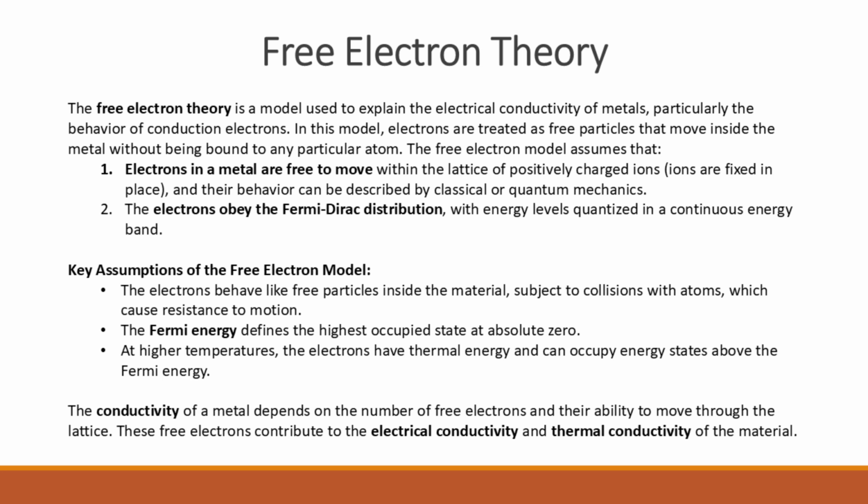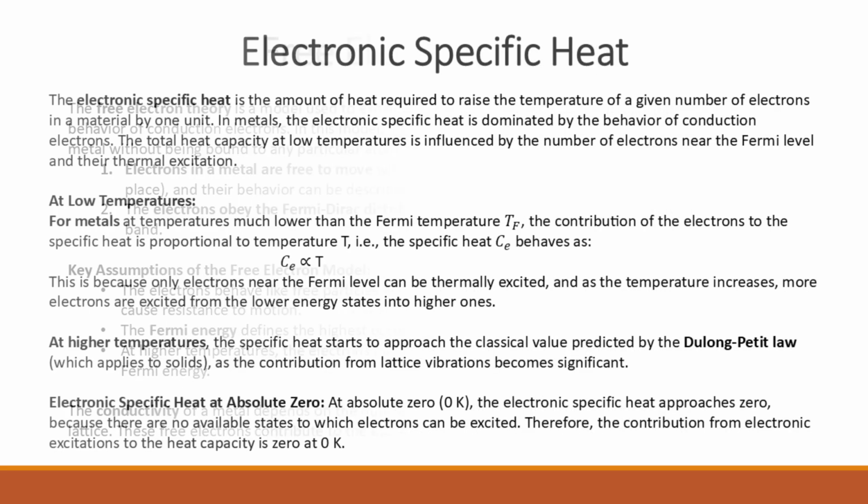In the free electron model, electrons move within a crystalline lattice of positively charged ions, experiencing collisions that cause electrical resistance. The electron's energy levels are quantized within a continuous energy band, and they obey the Fermi-Dirac distribution, with a Fermi energy defining the highest occupied state at absolute zero. At higher temperatures, electrons gain thermal energy and can move to higher energy states.